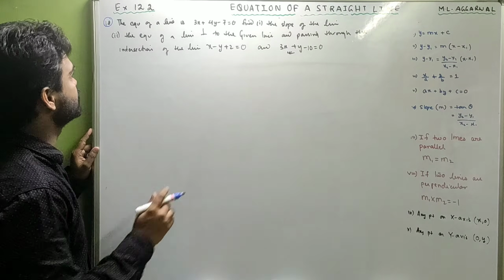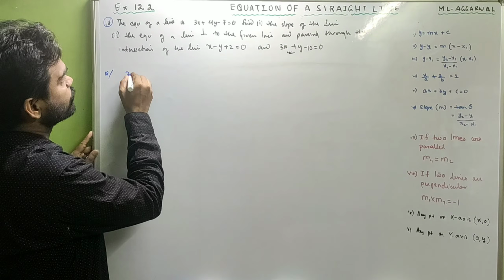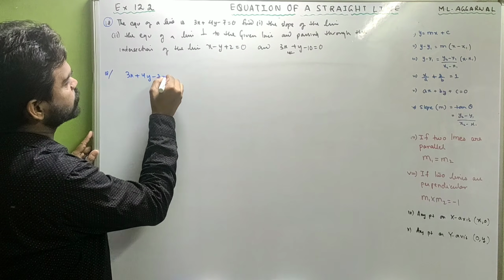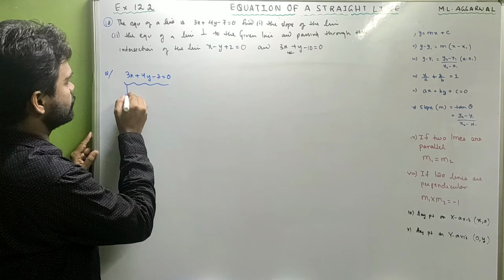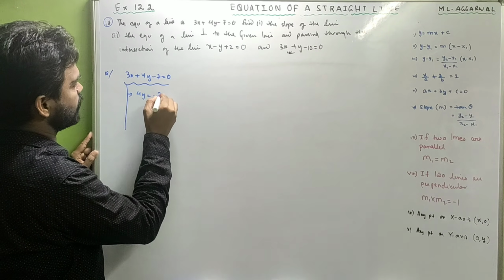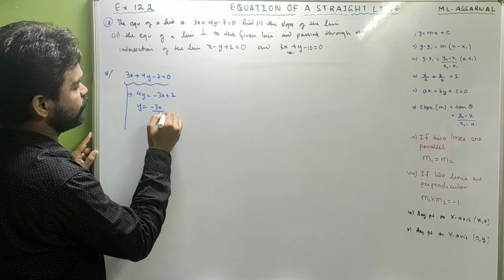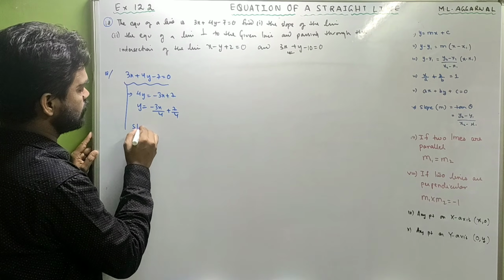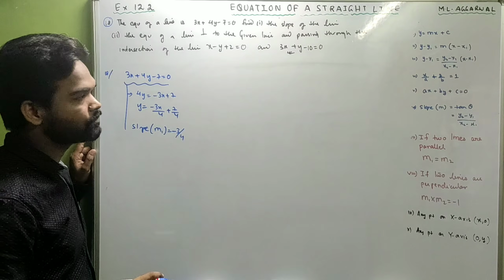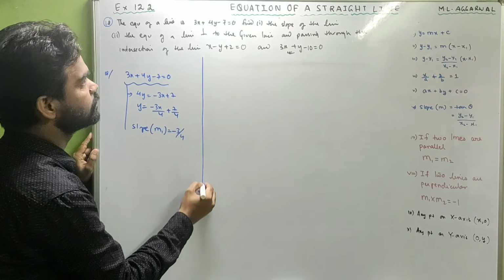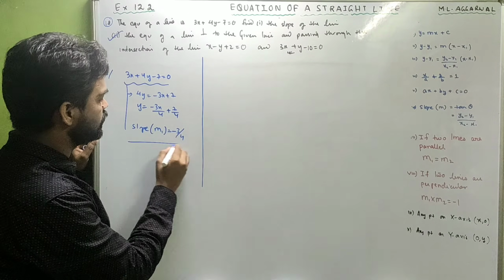Now look at sum number 18. The equation of a line is 3x plus 4y minus 7 equals 0. Okay. Find the slope of this line. Very easy. Make y the subject. So 4y equals minus 3x plus 7, which means y equals minus 3x by 4 plus 7 by 4, which means the slope, or m1, is equal to minus 3 by 4. No doubt in that. Now the second part. Find the equation of a line perpendicular to this.